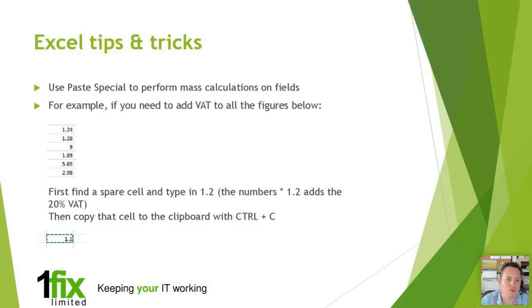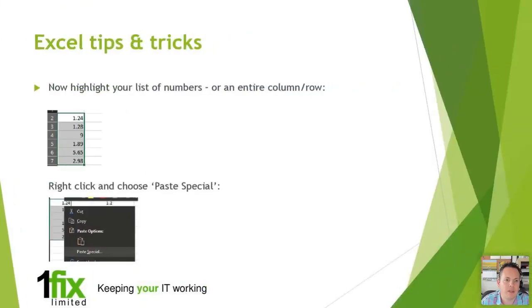So what we would do is find a spare cell in Excel, anywhere where we haven't got any data, and type in 1.2, because that's what we want to multiply all those figures by. And then we copy that cell, using Control-C or right-click copy, to put that cell into the clipboard. Then you highlight your list of numbers. You can use an entire column as well. Then right-click on them, and you'll have a paste option just below the regular paste stuff that says paste special.